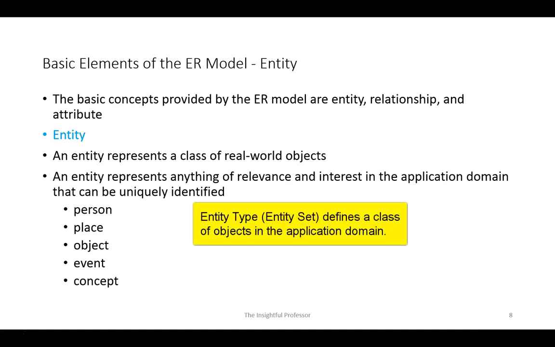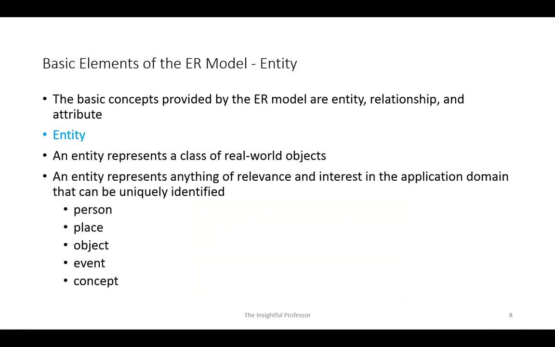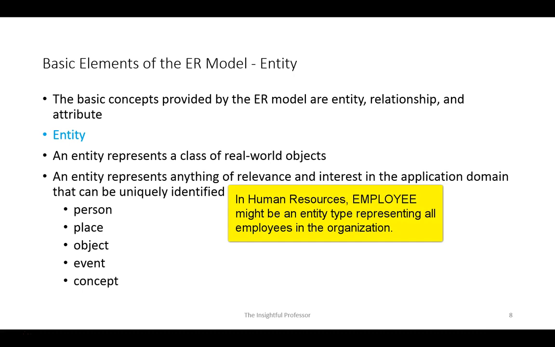So we distinguish between an entity type or entity set and an entity instance. We had said that an entity represents a class of real-world objects. So an entity type is kind of like a class or a category, while an entity instance is an individual occurrence of such a type. So consider a human resources application domain. We might talk in general about employee as an entity type or an entity set.